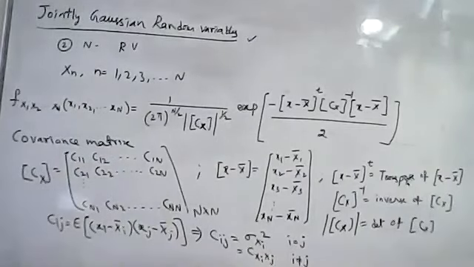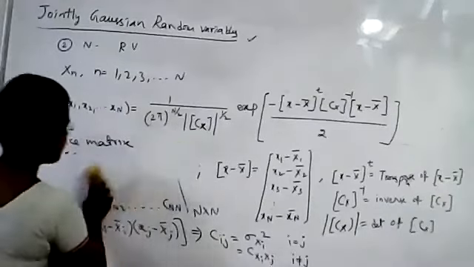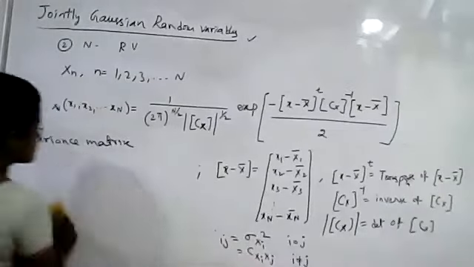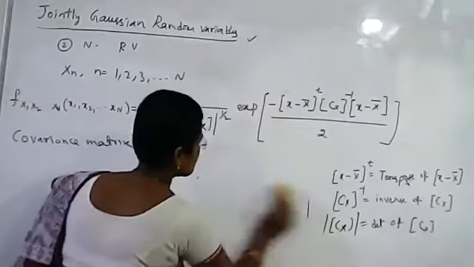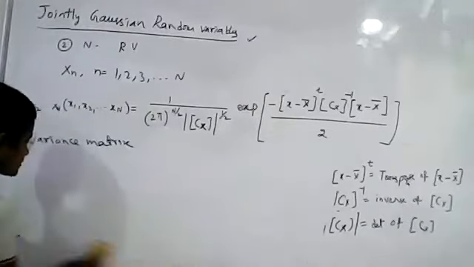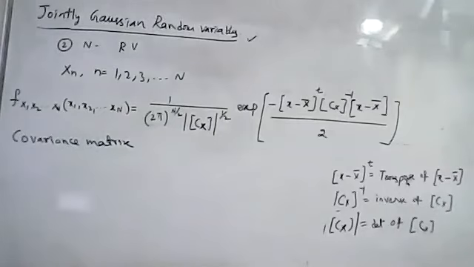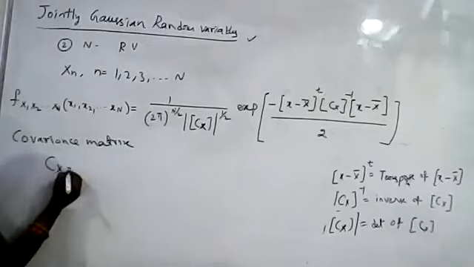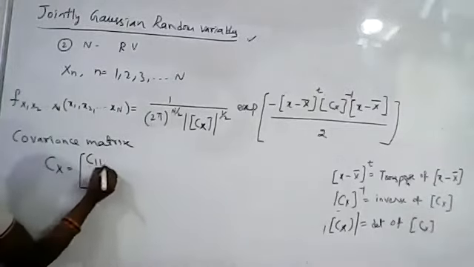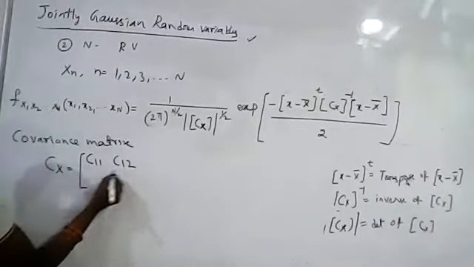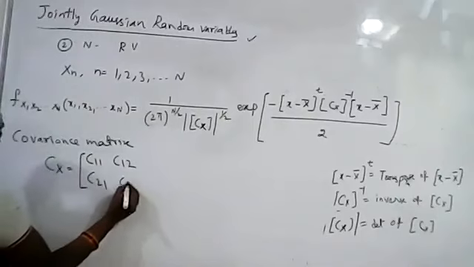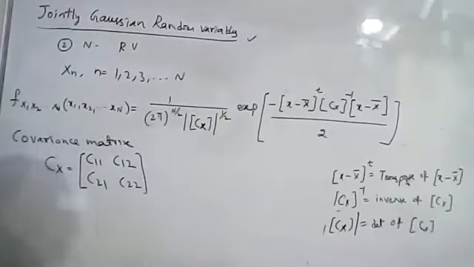Okay. Now we do this for n is equal to 2. Now consider n is equal to 2. If n is equal to 2, what is your covariance matrix? Cx can be written as, you have only a 2 cross 2 matrix: C11, C12, C21, C22. This is your Cx.